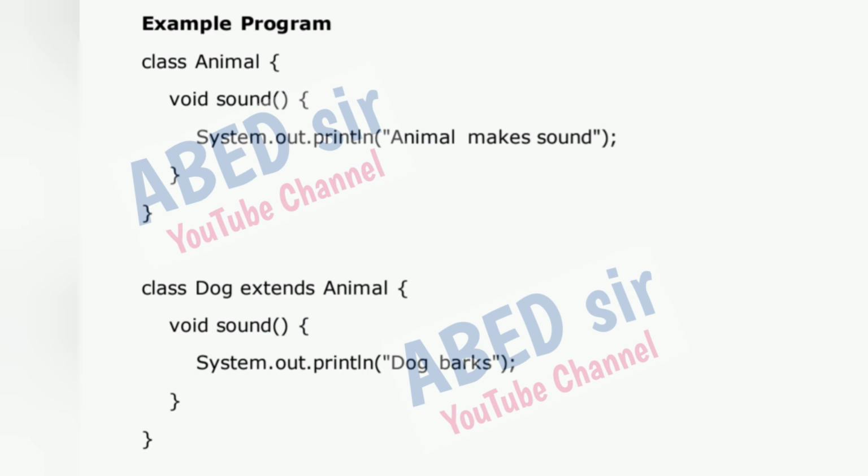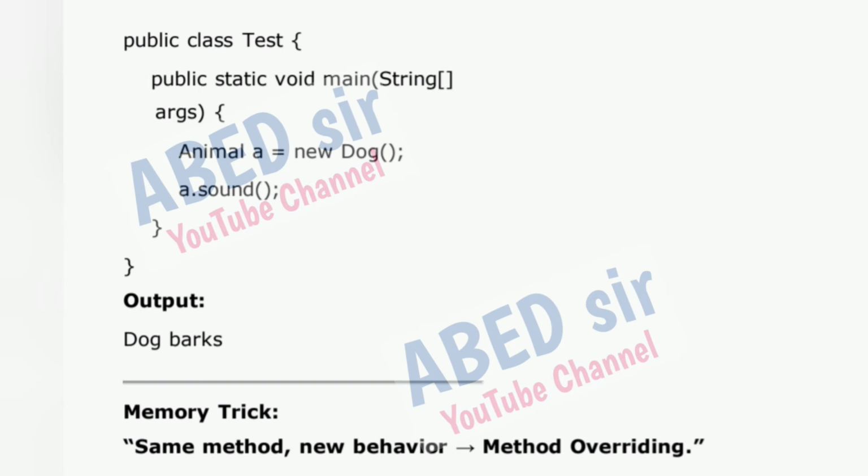Example program. Class Animal, void sound(), System.out.println("Animal makes sound"). Class Dog extends Animal, void sound(), System.out.println("Dog barks"). Public class Test, public static void main(String[] args), Animal a = new Dog(); a.sound(). Output: Dog barks. Memory trick: Same method, new behavior, method overriding.